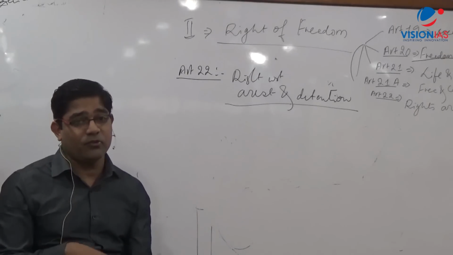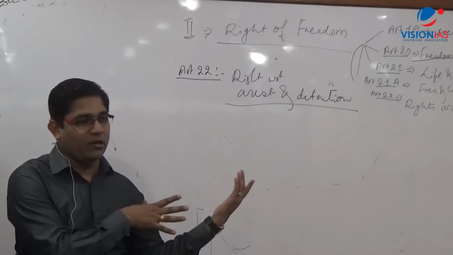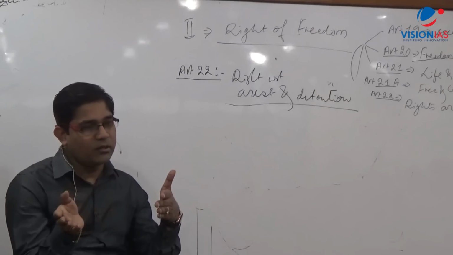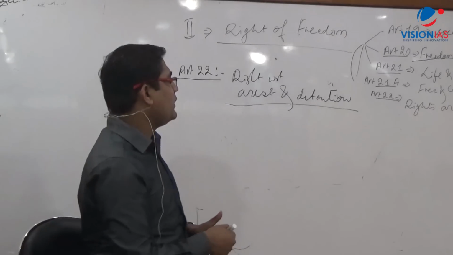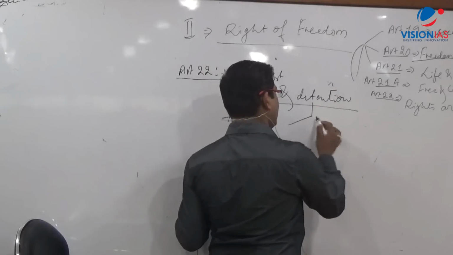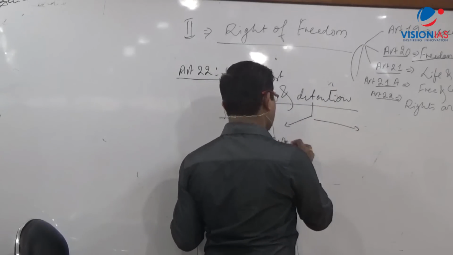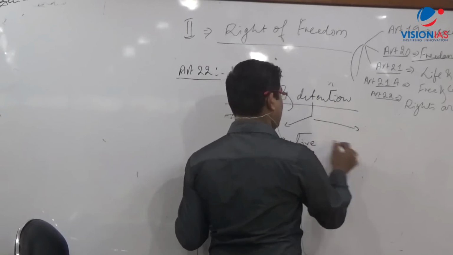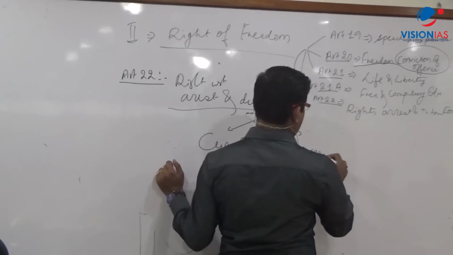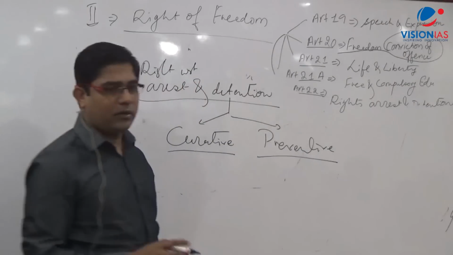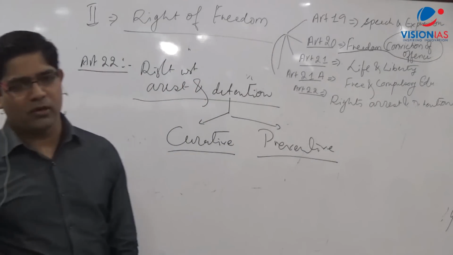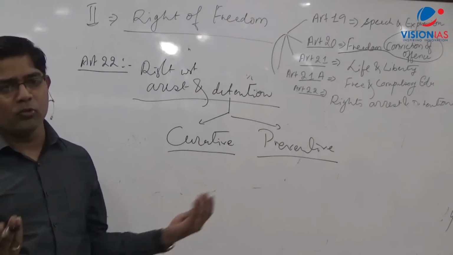Generally what happens, we feel that arrest is ordinary law, and detention we feel is preventive detention. Arrest and detention are the same; within that, there are obviously two categories of detention, curative detention and preventive detention. Detention should stop someone, so that can be done in two ways.